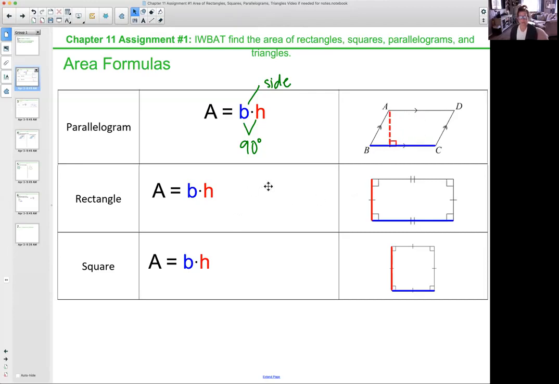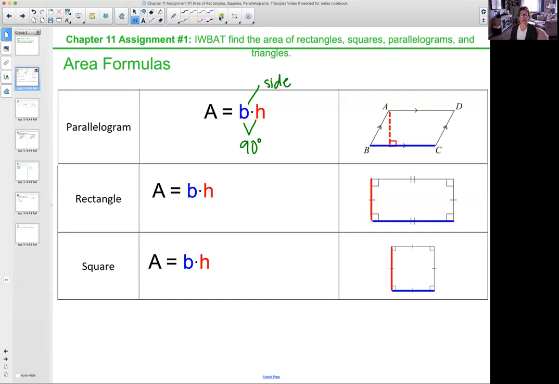Now with a rectangle, the base and the height are actually both going to be sides of the rectangle, because once you draw in the base here, and then you look for a perpendicular segment, it's going to be the other side of the rectangle. So the base and the height are the actual lengths of the sides of that rectangle every single time.